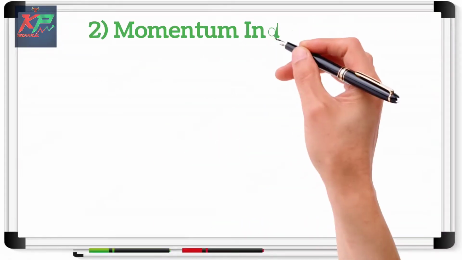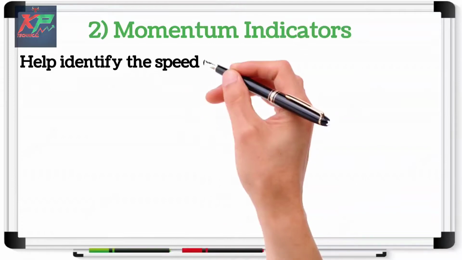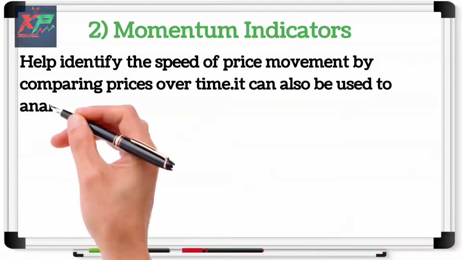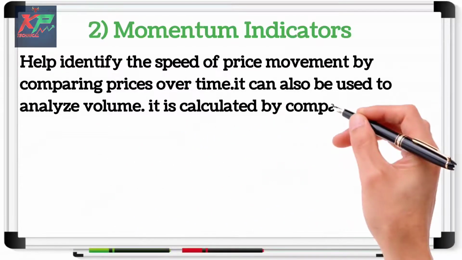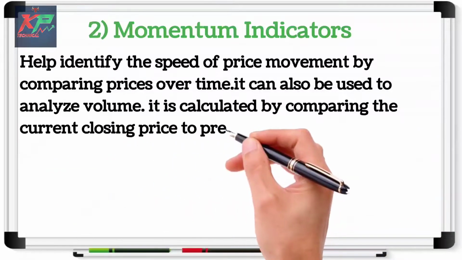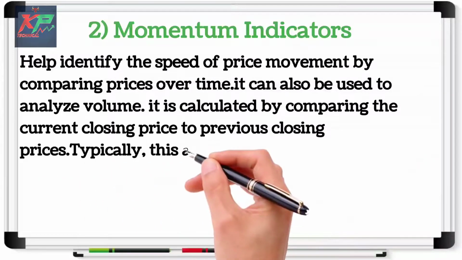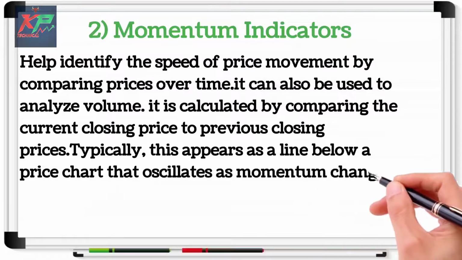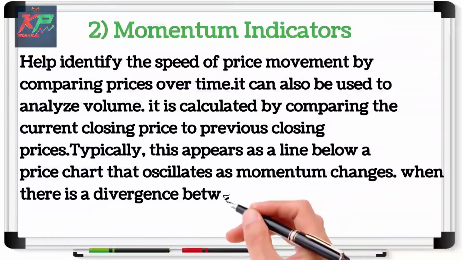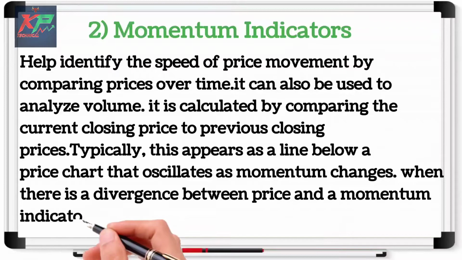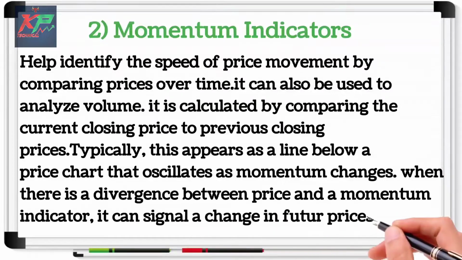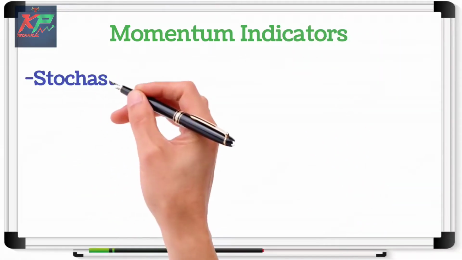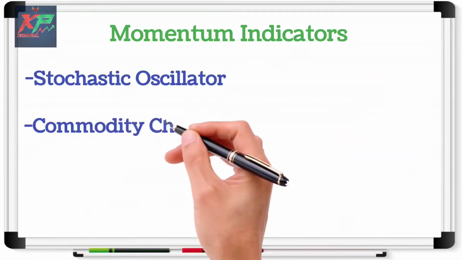2. Momentum indicators help identify the speed of price movement by comparing prices over time. It can also be used to analyze volume. It is calculated by comparing the current closing price to previous closing prices. Typically, this appears as a line below a price chart that oscillates as momentum changes. When there is a divergence between price and a momentum indicator, it can signal a change in future prices. Momentum indicators: stochastic oscillator, commodity channel index, relative strength index.